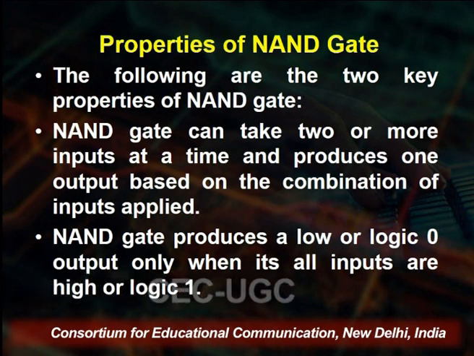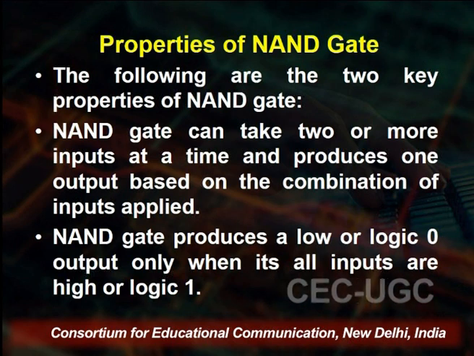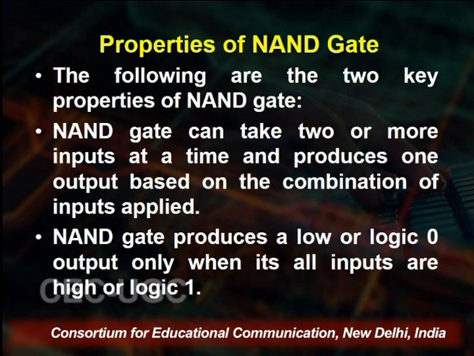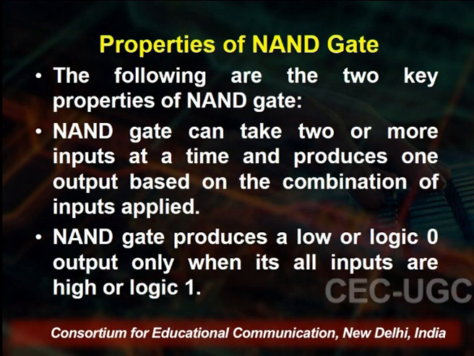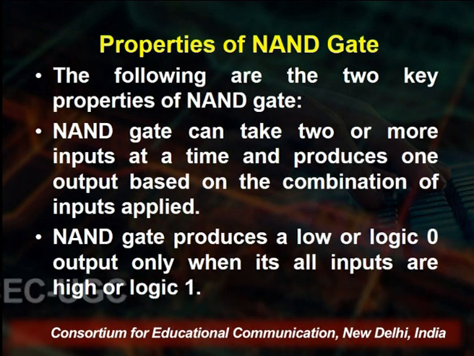Next property: we can easily understand that the NAND gate produces a low, or logic 0, output only when all its inputs are high. It means when the inputs are 1 1, the output will be 0. So when we have high inputs, the output will be low.